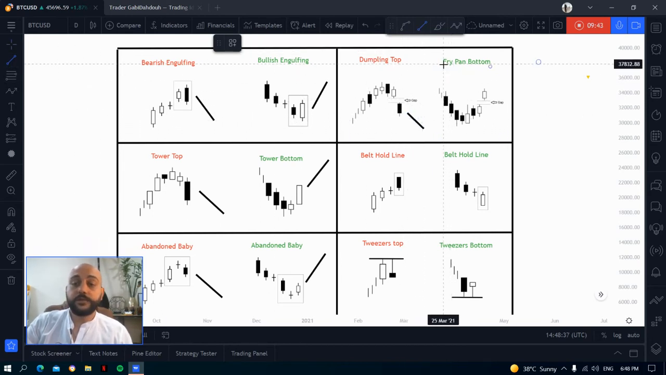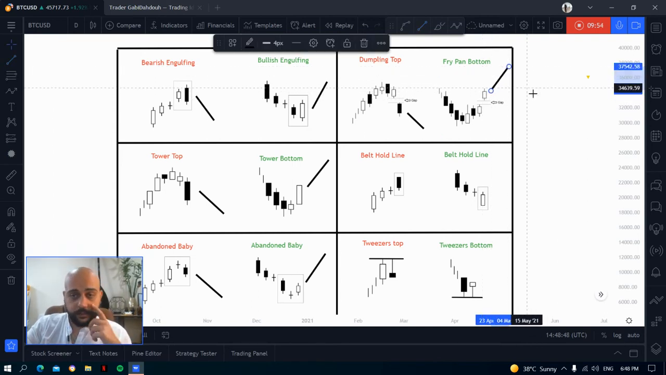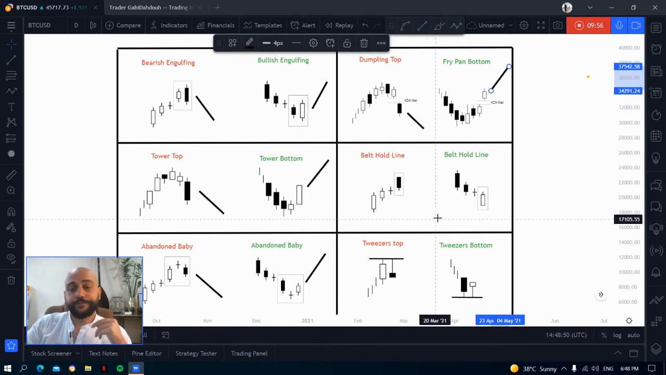Now, the opposite is called the fry pan bottom. Basically we have a downtrend, a few spinning tops, a gap, then the market starts with a bullish candle. It indicates that the market is going up.